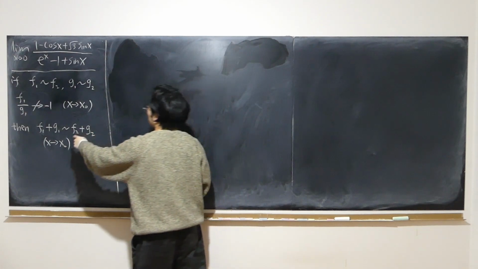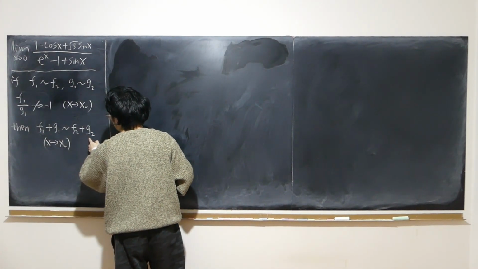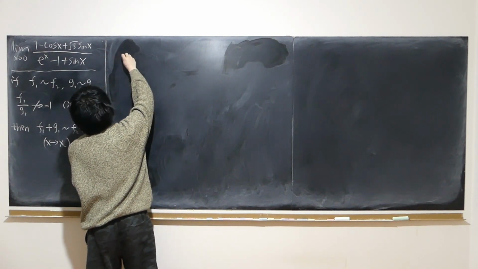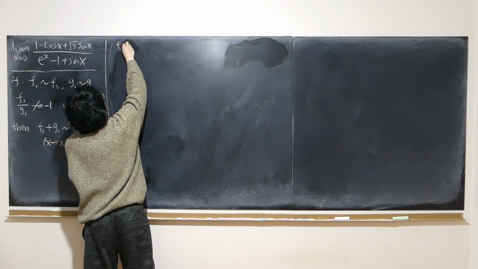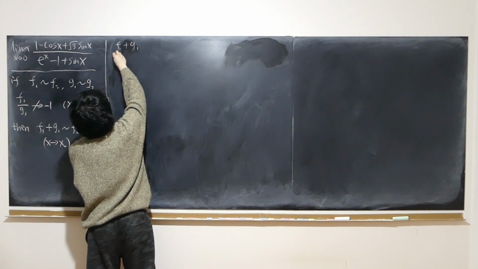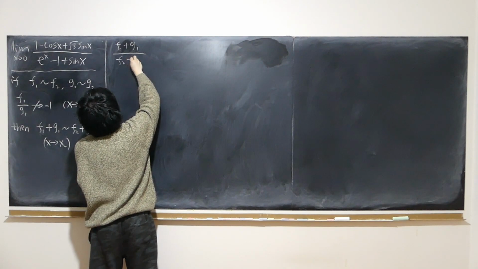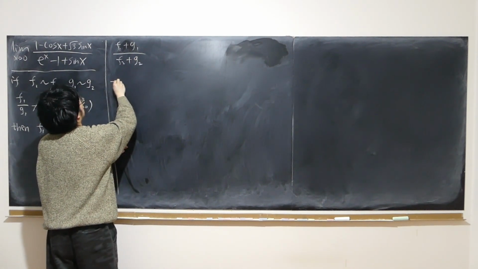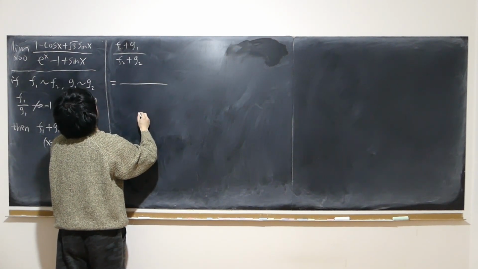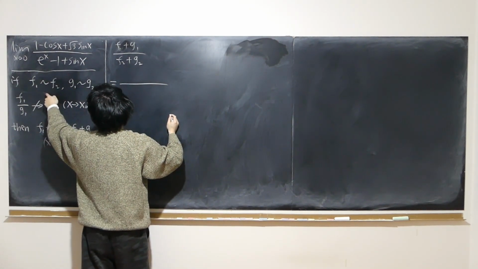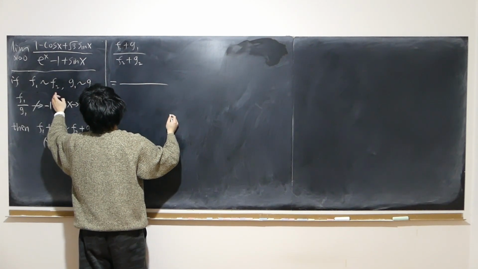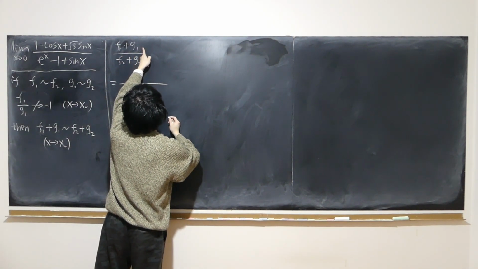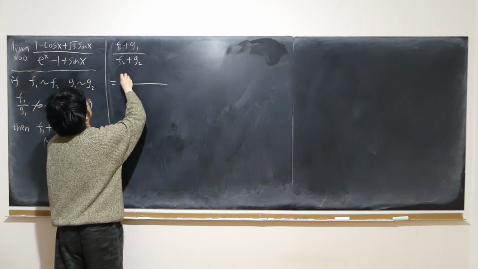Now I want to prove that the limit of this stuff over that is equal to 1 as x approaches x naught, given these conditions. So let me just verify that f1 plus g1 over f2 plus g2, is it approaching 1? Because I want to relate f1 with f2, given this condition, maybe I can just minus f2 plus f2. Likewise, I can minus g2 then plus g2. So it's still the same thing.